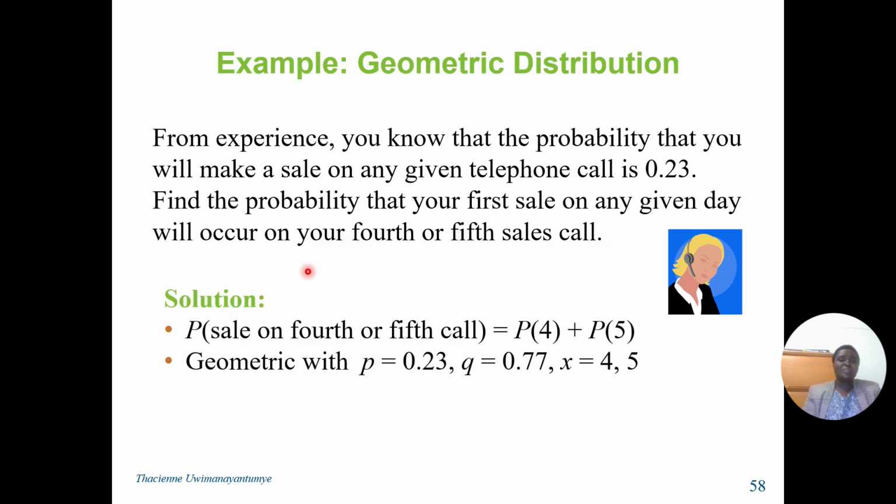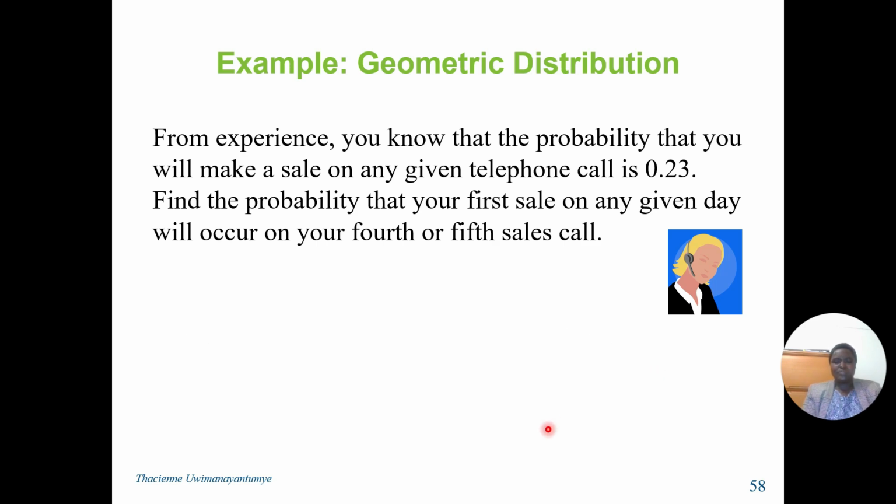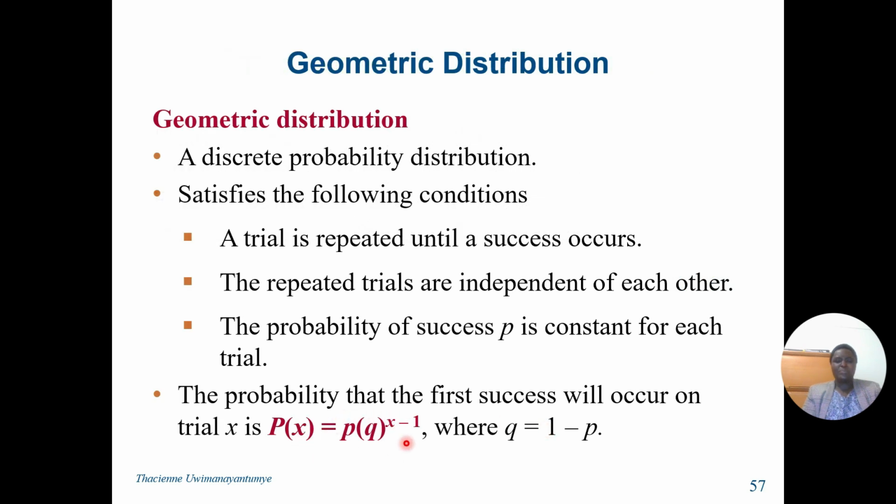So how do we deal with this? The probability that our sale occurs on the fourth or fifth call will be equal to the probability of having x equal to 4 or of having x equal to 5. And then geometric with probability p equal to 0.23, because it has been said that the probability of making a sale on a call is 0.23. So then q will be 1 minus 0.23, and x is 4 and 5. And we apply this formula, p times q to the power x minus 1.